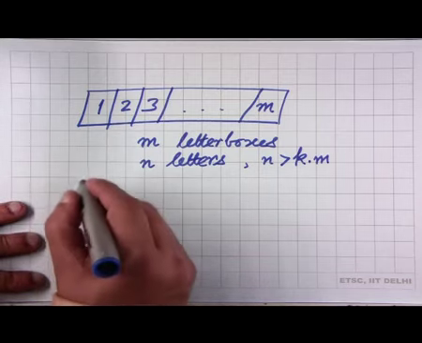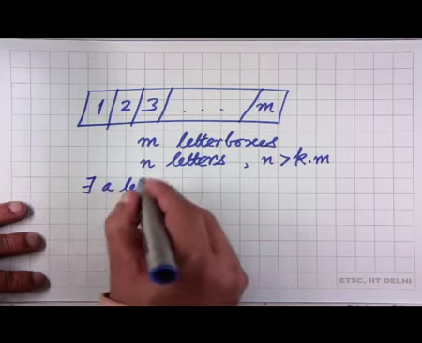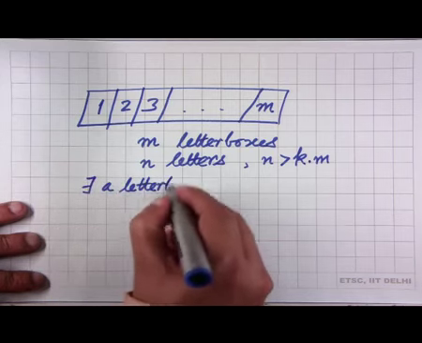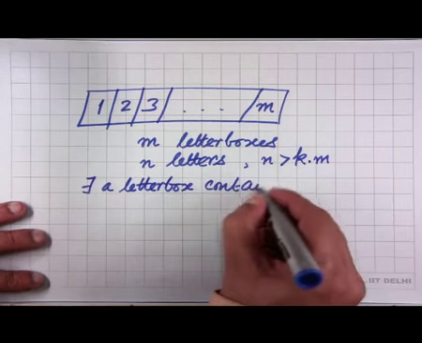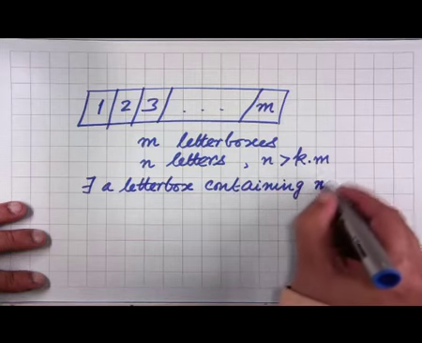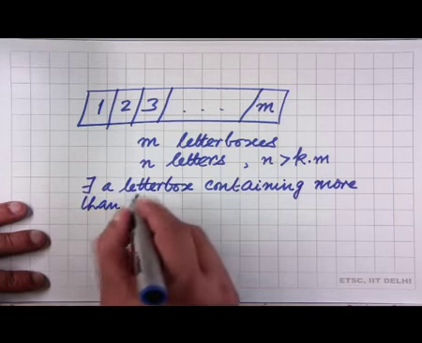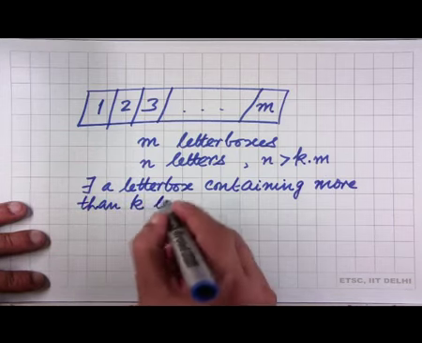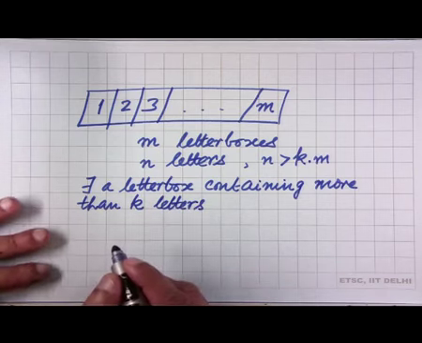Conclusion: there exists a letter box containing more than K letters. More than K letters. At least K plus 1 letters.